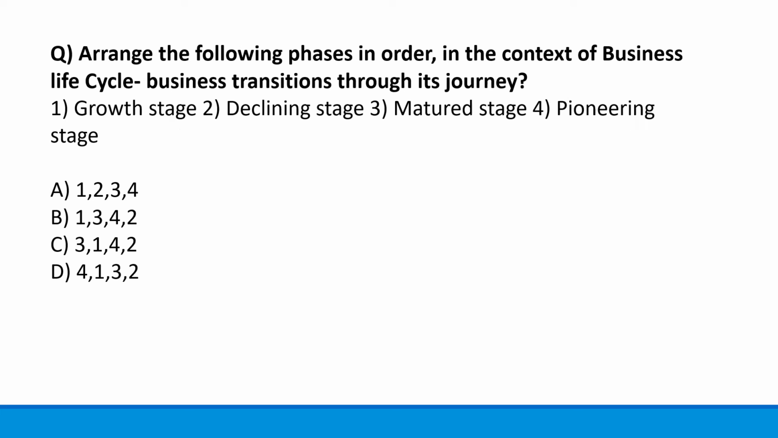Next question. Arrange the following phases in order in the context of business life cycle. Business transitions through its journey: growth stage, declining stage, mature stage, pioneering stage. The correct order is pioneering stage, growth stage, mature stage, and declining stage.